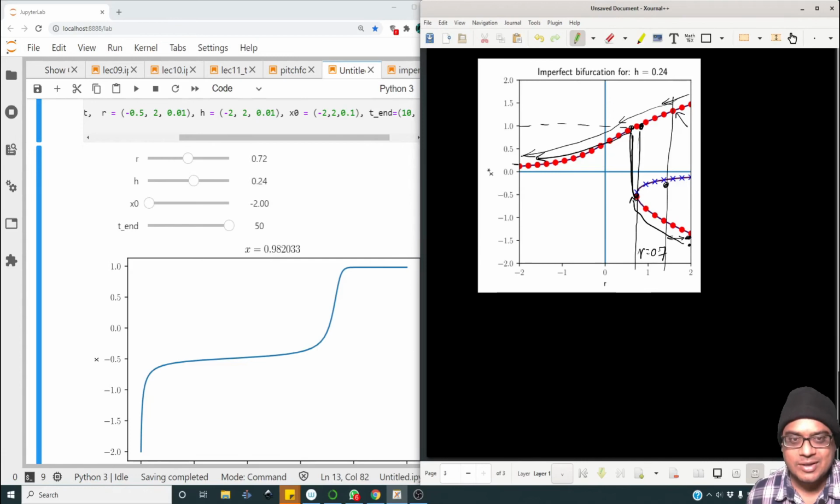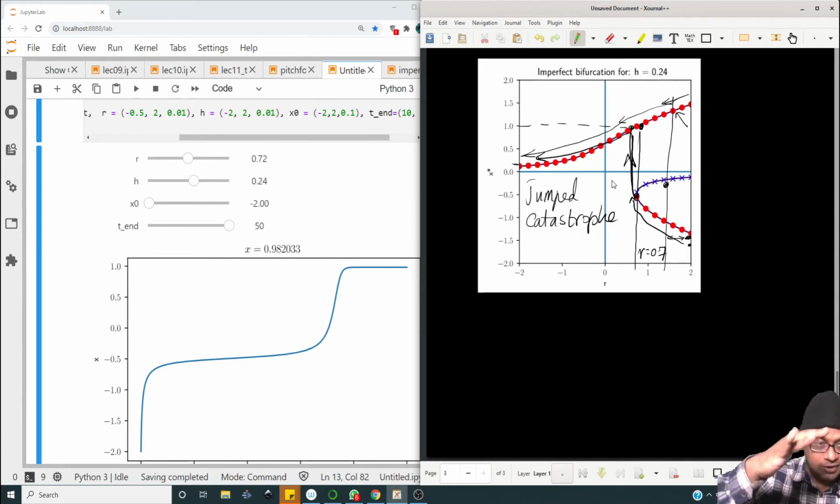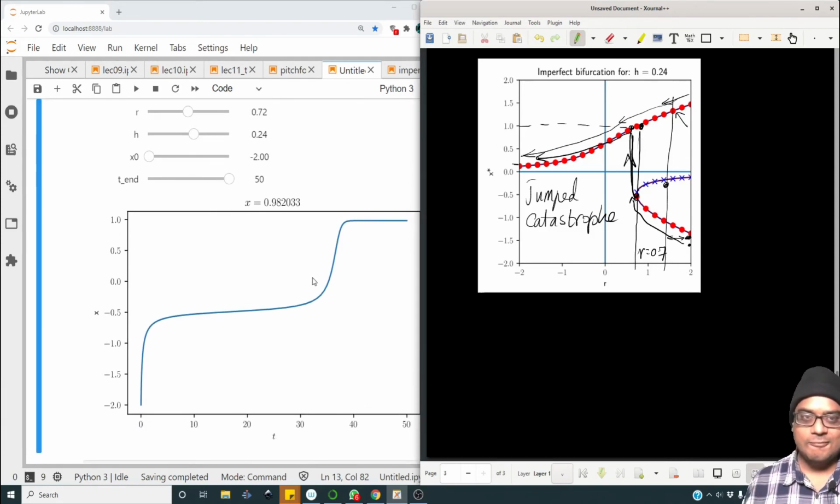So this particular thing is called a catastrophe. We have essentially jumped between the two stable branches. We have catastrophically jumped from one stable branch to another. You can vary the value of h, find out this bifurcation diagram, then solve the IVP and plot the asymptotic values, and you can check for yourself whether everything works out.